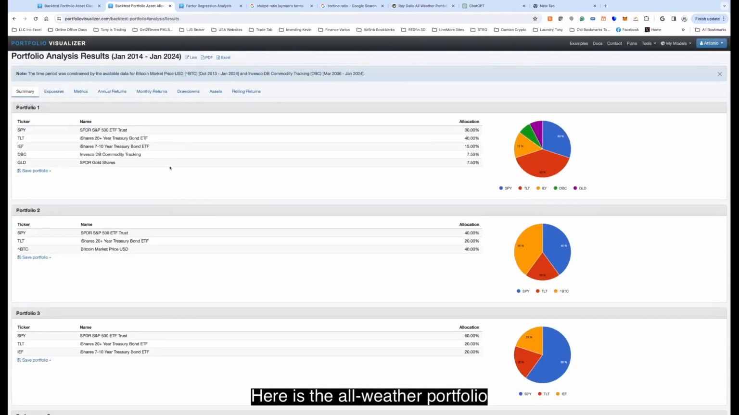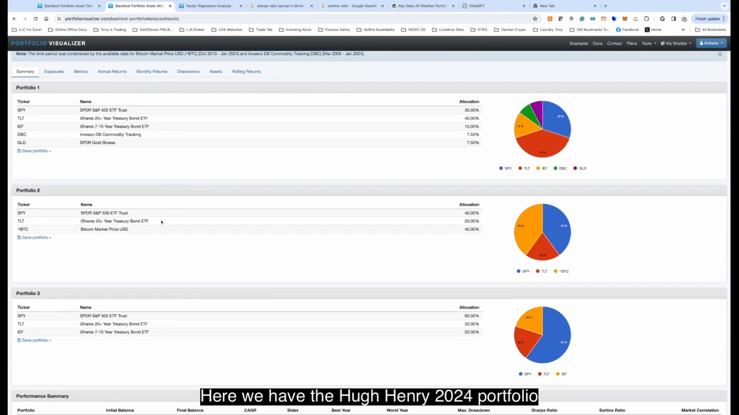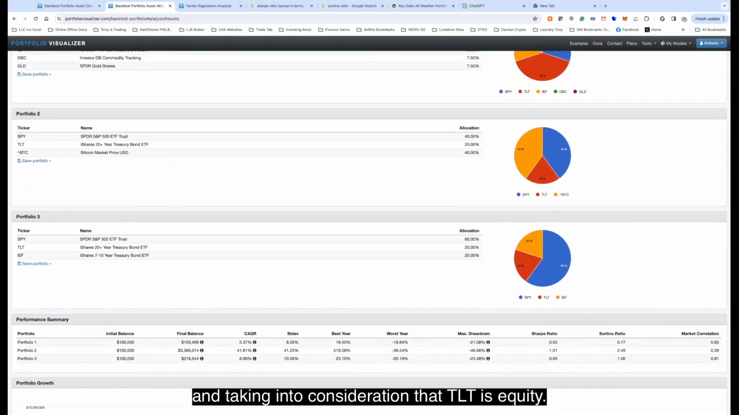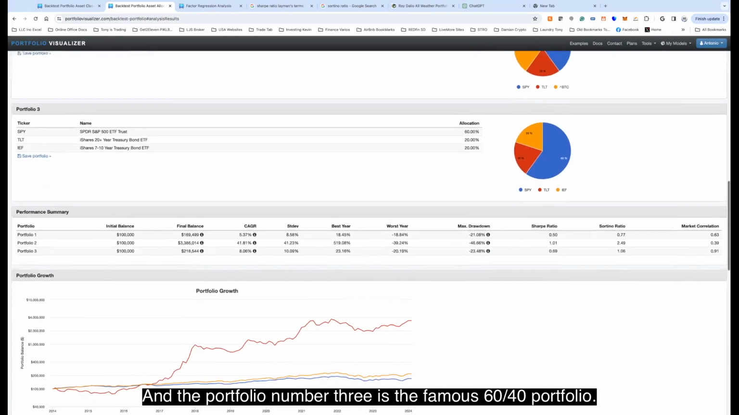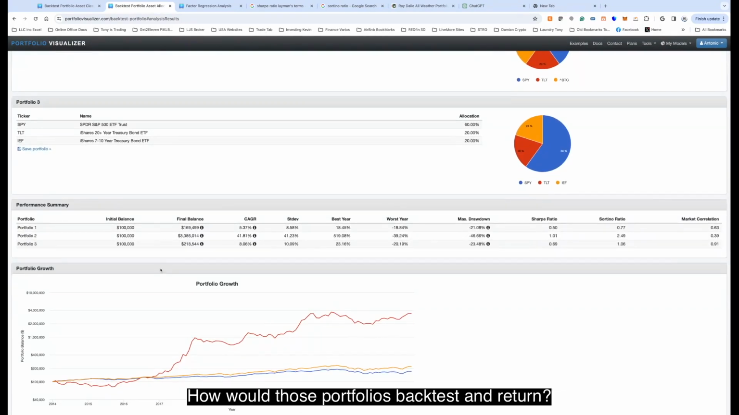Here is the all-weather portfolio made famous by Mr. Ray Dalio. Here we have the Hugh Henry 2024 portfolio without the short yuan, and taking into consideration that TLT is equity. And portfolio number 3 is the famous 60/40 portfolio. How would those portfolios backtest and return?